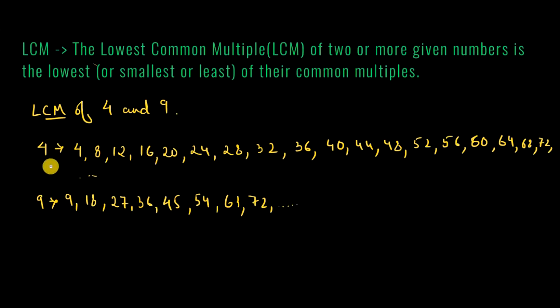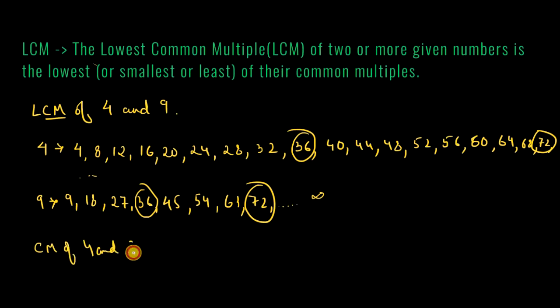So we have written down the multiples of 4 and 9, but we need to find the common multiple. If you search, you'll find out that 36 is a common multiple, 72 is a common multiple, and since it goes to infinity, there will be more common multiples, okay? But let's take two for now. So the common multiple of 4 and 9 is 36, 72, and so on to infinity.